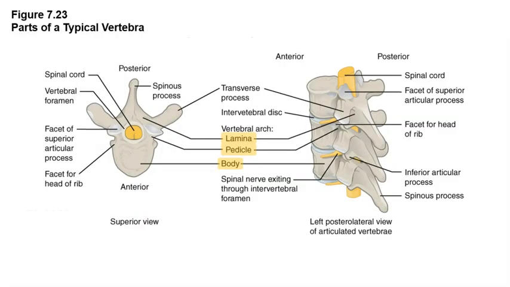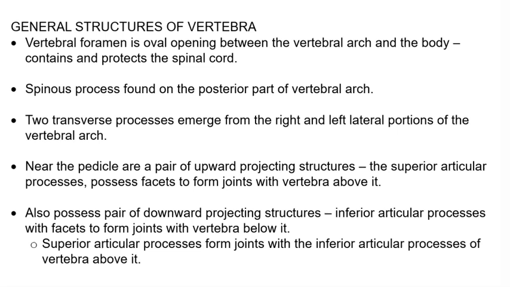Figure 7.23 highlights the structures of a typical vertebra. From our previous discussion, the body of the vertebra is the large anterior cylinder portion of bone from which the vertebral arch projects from the posterior side of the vertebra. The lamina of the arch connects the spinous process to the transverse process, while the pedicle of the vertebral arch connects the transverse process to the body of the vertebra. The vertebral foramen is the oval-shaped opening between the vertebral arch and the body of the vertebra. It contains and protects the spinal cord.